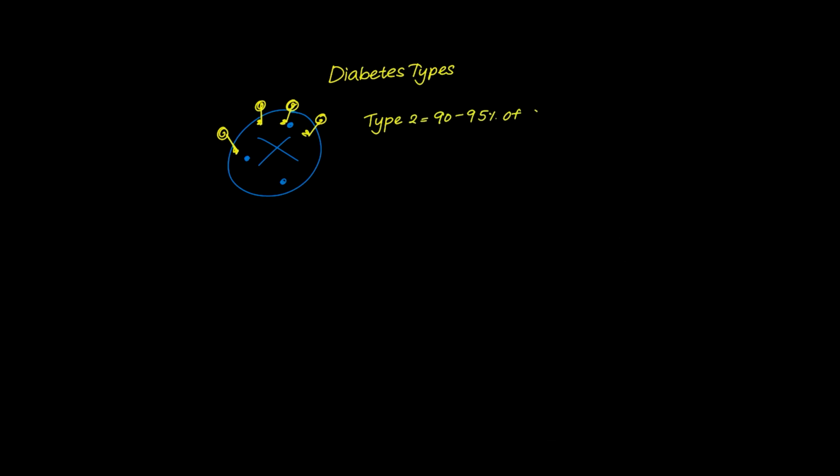A patient's body either doesn't produce enough insulin or can't use it efficiently, causing high blood sugar. This form commonly develops in middle-aged and older adults. Which type of diabetes is this? Type 2 diabetes. Type 2 is the most common form, about 90 to 95% of diabetes cases.